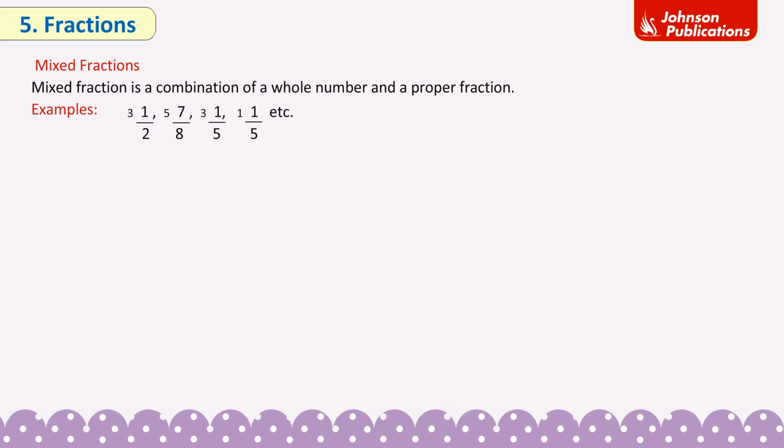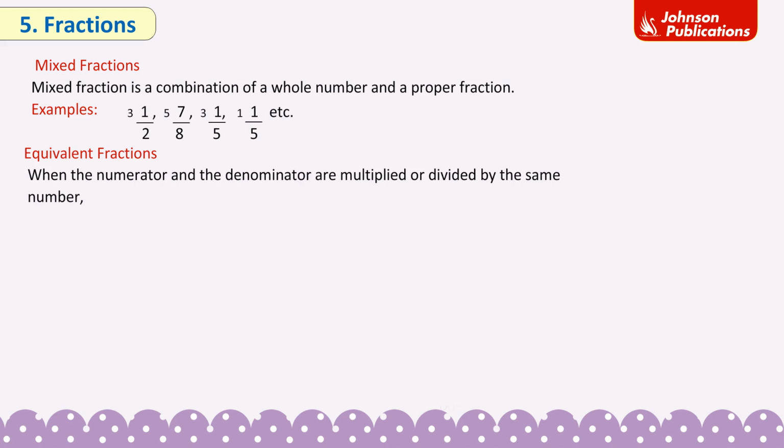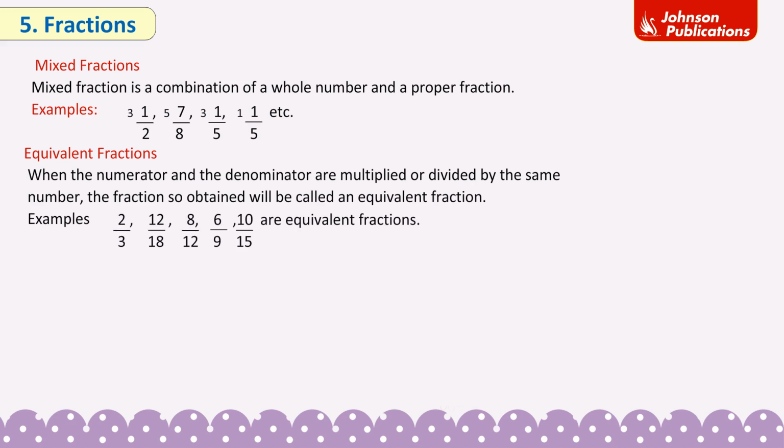Equivalent fractions. When the numerator and the denominator are multiplied or divided by the same number, the fraction so obtained will be called an equivalent fraction. Examples: 2 by 3, 12 by 18, 8 by 12, 6 by 9, 10 by 15 are equivalent fractions.